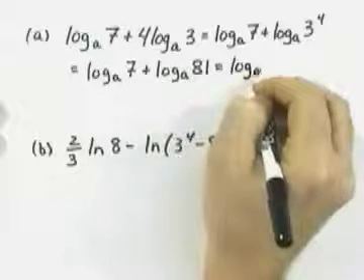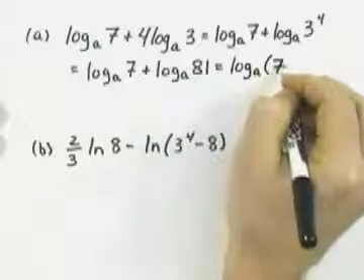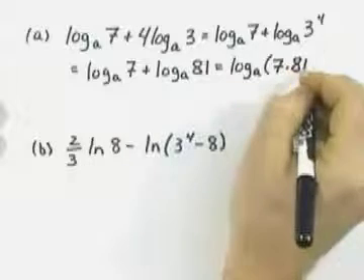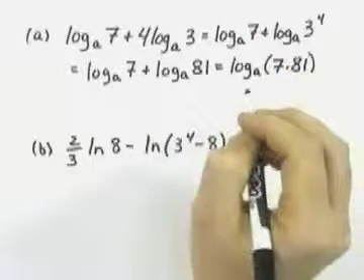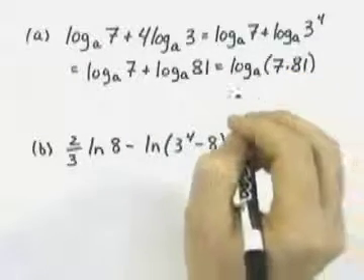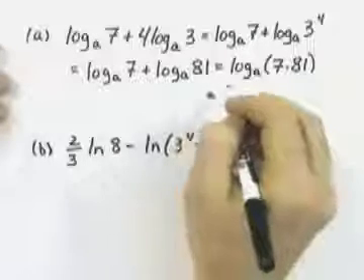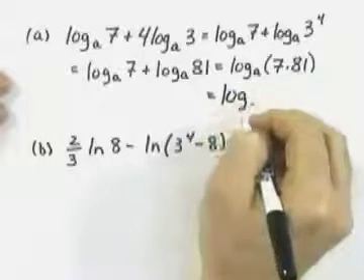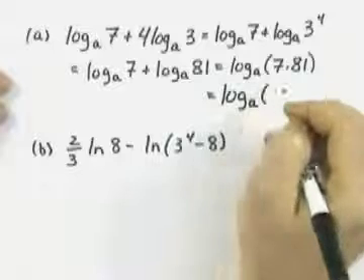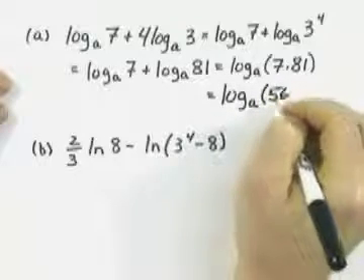That gives me log base a of 7 times 81. So all we need to do now is figure out what 7 times 81 is. That result gives me log base a of 567.